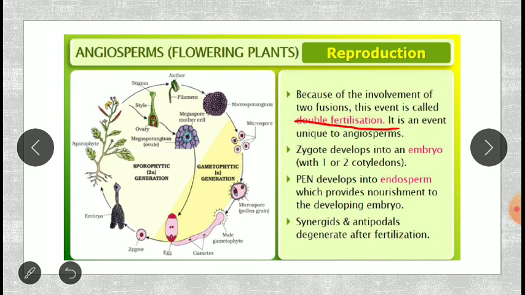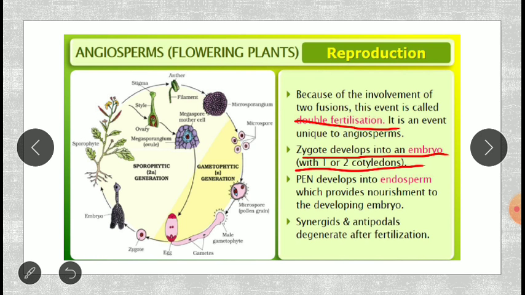And this type of fertilization is going to be present only in angiosperms, and no other group of organisms is going to have such a type of fusion. This is the reason for the fruit formation, as we see. So this zygote that has developed develops into an embryo with one or two cotyledons, depending upon whether it is a monocot or a dicot.